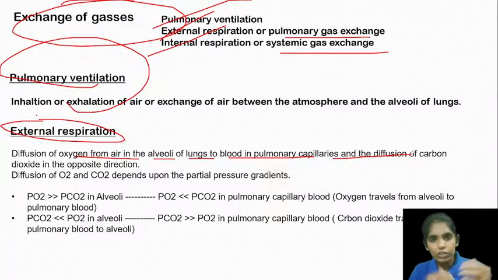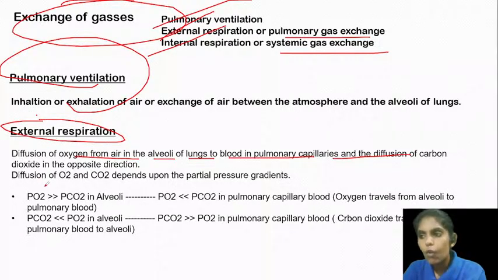And how will this diffusion happen? What is the force that will drive these gases to enter into the blood and come out of the blood? So what is the force? It is nothing but the partial pressure. The partial pressure of these gases, that is the partial pressure of oxygen and the partial pressure of carbon dioxide, will influence the diffusion of the gases between the alveoli and the blood circulation.